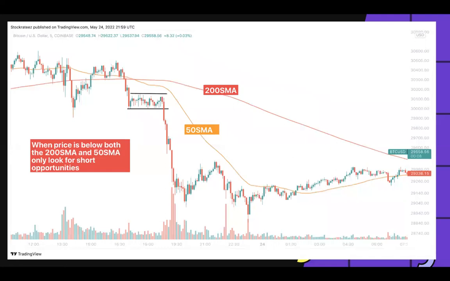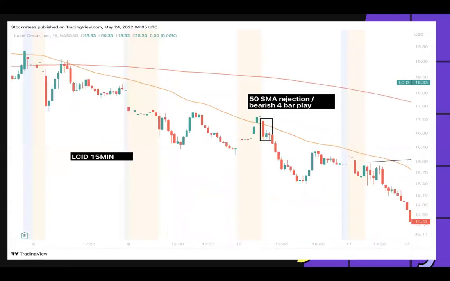All right, so when price is below both the 200 SMA and 50 SMA, only look for short opportunities. So here we had this rectangle under both moving averages, broke below this low. And so that was going to be what gets us in the trade. But we know that's not really a moving average trade, but we can use the moving averages to our advantage to know where is the strength. Is it on the buy side or is it on the sell side? Who's in control, buyers or sellers?